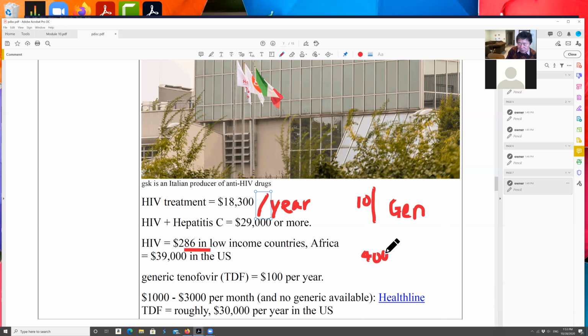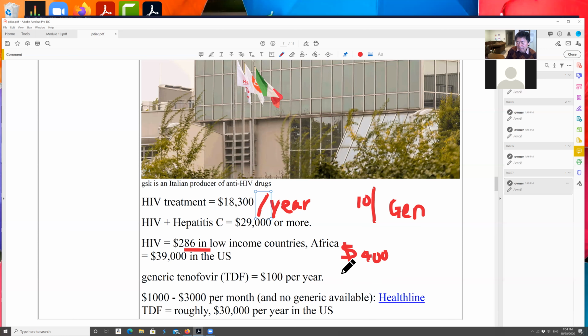Even at that price, they're gonna complain, oh, it's too much, we don't have money. So suppose you sell this product at that price. Yeah, you can still make money, even at $400. But there is a problem.